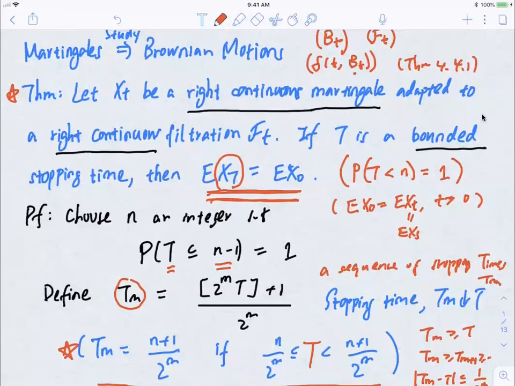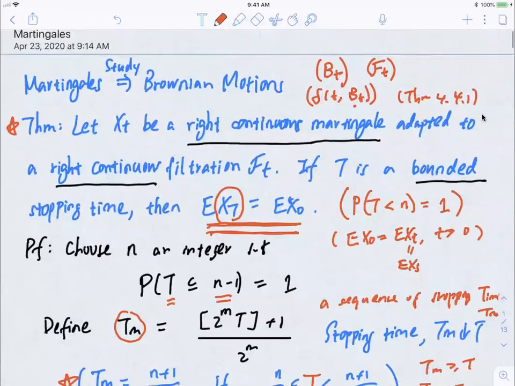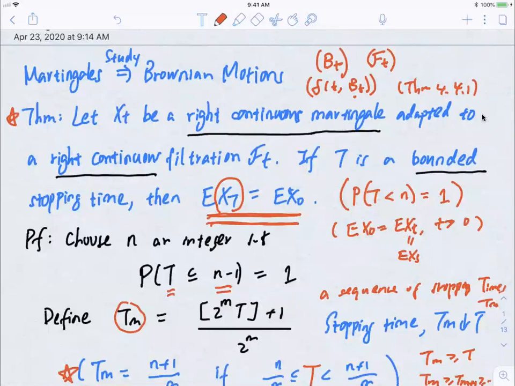You can think of this as a continuous version of the theory in section 4.4.1. In section 4.4.1, we talked about Doob's inequality and the L^p maximal inequality, something like that. So this is the first result in that section.